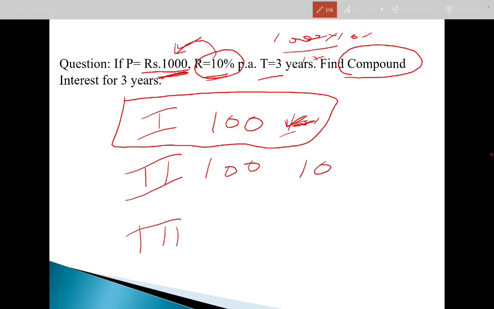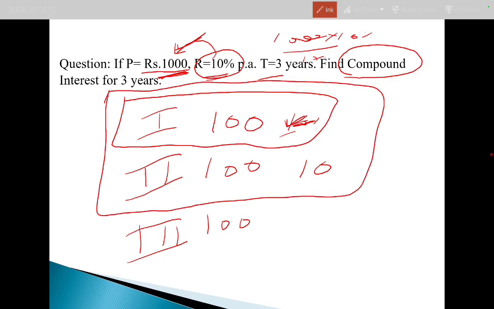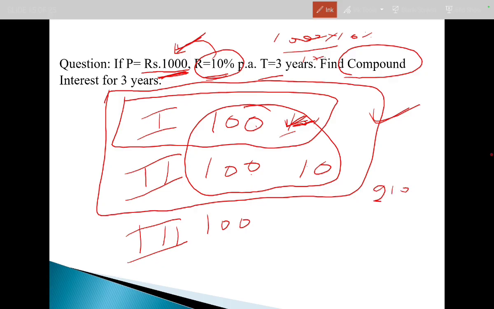And in the third year, again I'll get the interest of 100 rupees on my principal, then I will get the interest on the interest which I have received in the previous years. So in the previous years I have received all this complete interest. So I will have a total of 210 rupees as interest, and I will get 10% of this. So basically 21 rupees of this I'll get as interest in the third year.